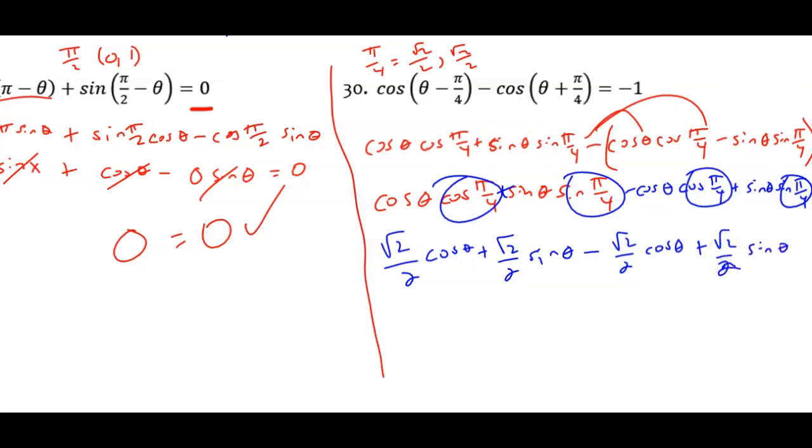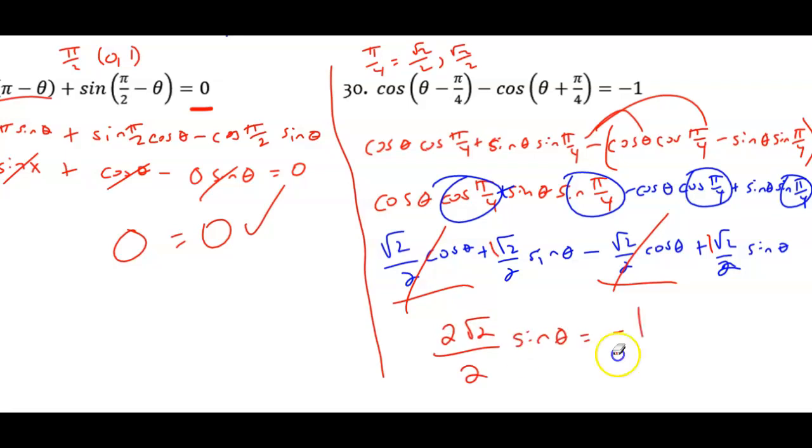Now we look to see if there's anything we can cancel out. I have negative radical 2 over 2 cosine of theta and positive radical 2 over 2 cosine of theta. That's 0. So now I have 1 radical 2 over 2 plus 1 radical 2 over 2 sine of theta. Well, I have a common denominator, so I just add at the top. So that's 2 radical 2 over 2 sine of theta. And that must equal negative 1.